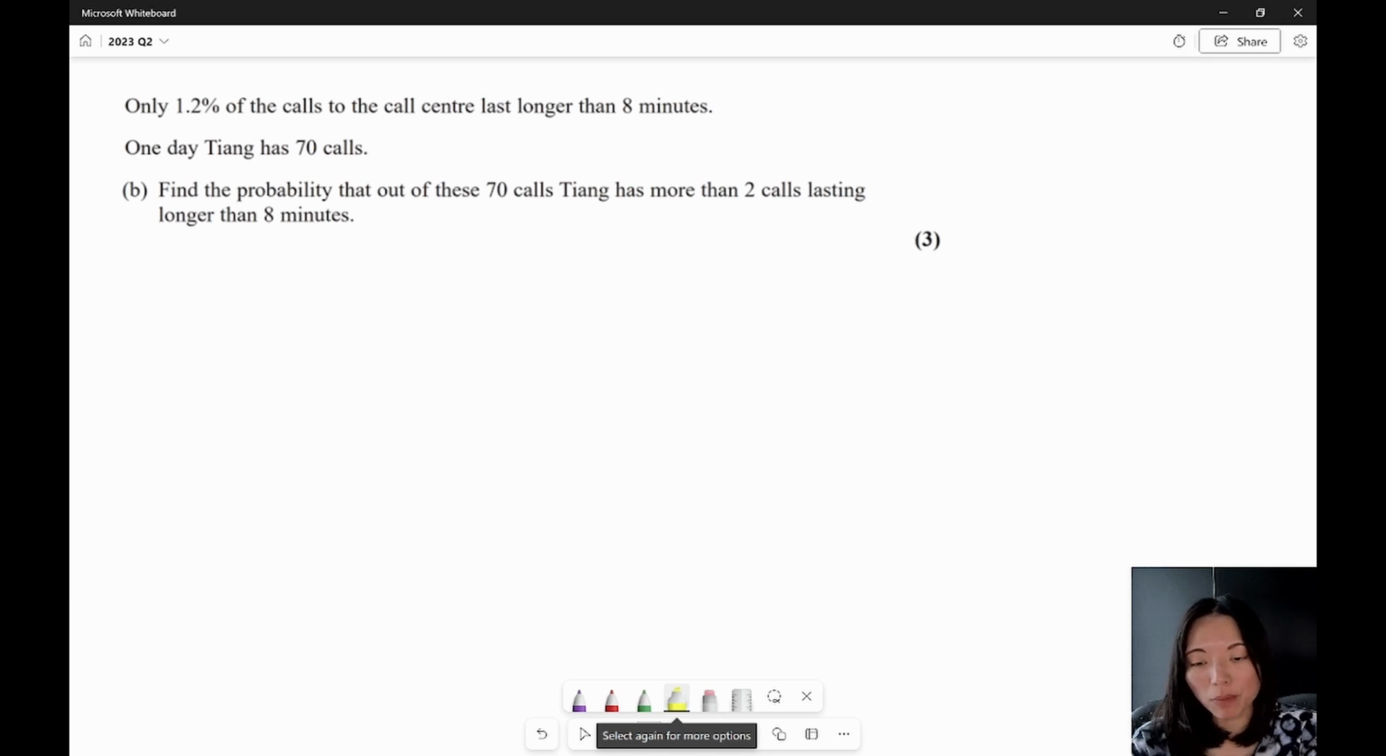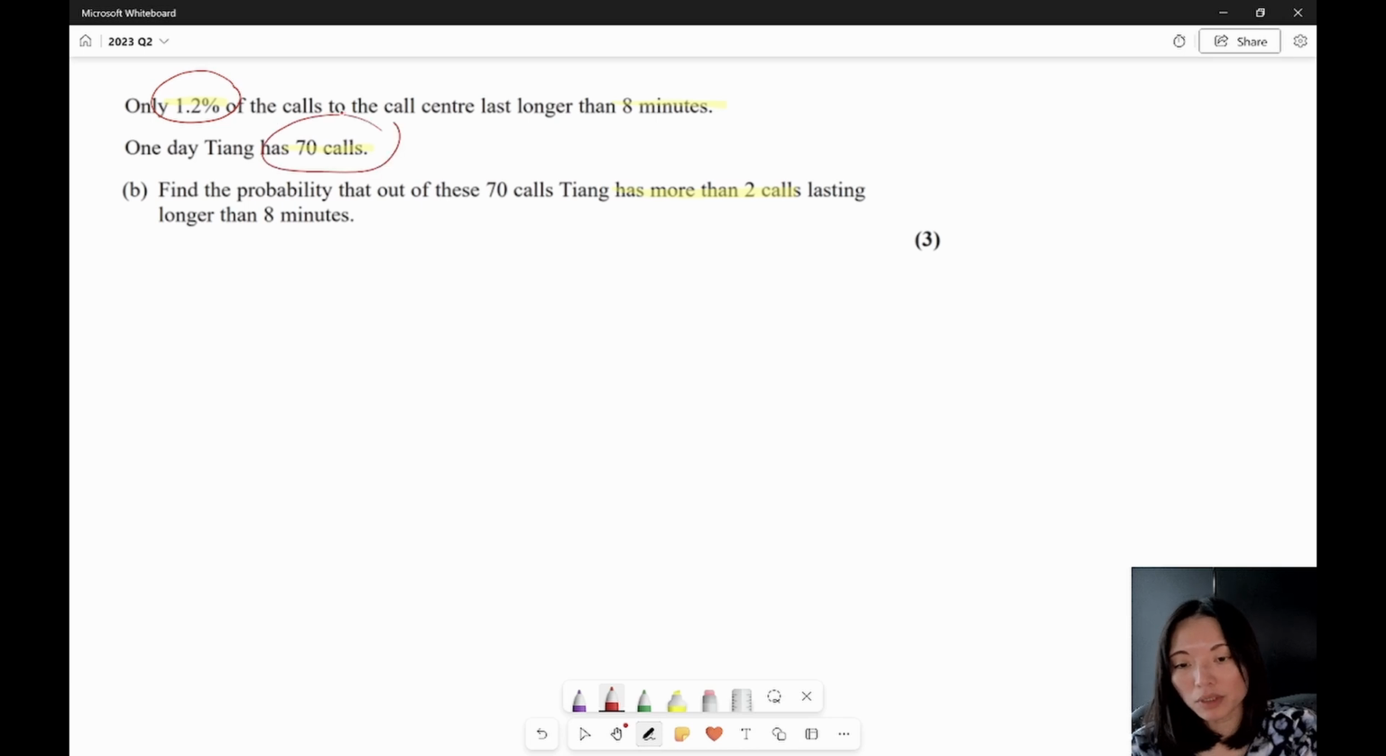The question probably asks us to find the probability that out of these 70 calls, Tiang has more than 2 calls lasting longer than 8 minutes. There are quite a few numbers here: the 1.2%, the 8 minutes, the 70 calls. The 8 minutes here is essentially a red herring. You can ignore that. What we're interested in is the probability of success, so that's 1.2%.